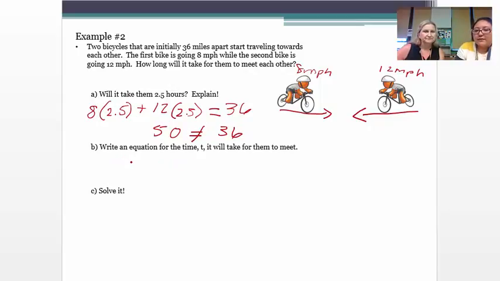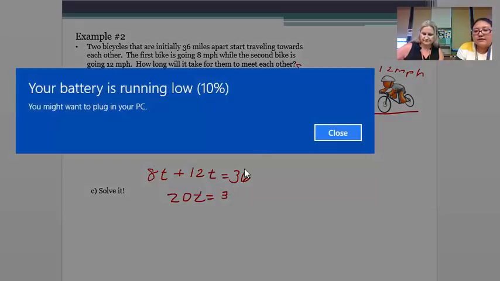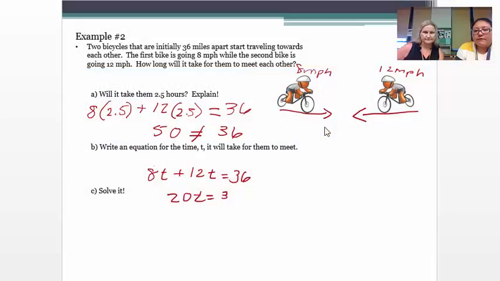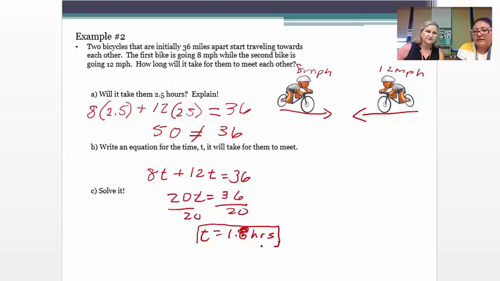So for our second step, we write an equation for the time t it will take for them to meet. So we have 8t plus 12t, and we want 36. So we add these two together. It's 20t equals 36. Okay, we want to divide that by 20. That would be t is equal to 1.8 hours. Okay, so just a little less than 2 hours.